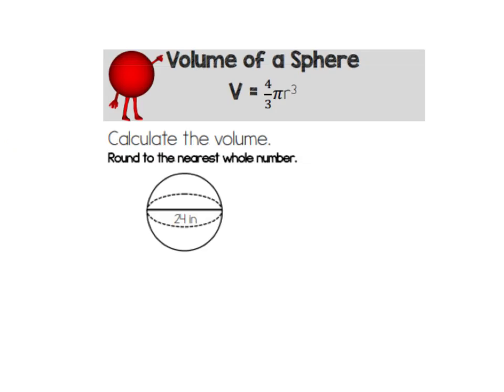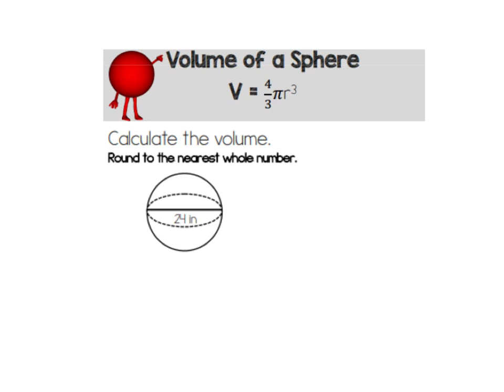Alright, and now a sphere. A sphere is a ball. The volume of this is 4/3 pi r cubed. Again, there are fractions and exponents in it, but you're just going to plug the numbers in and type it in the calculator.